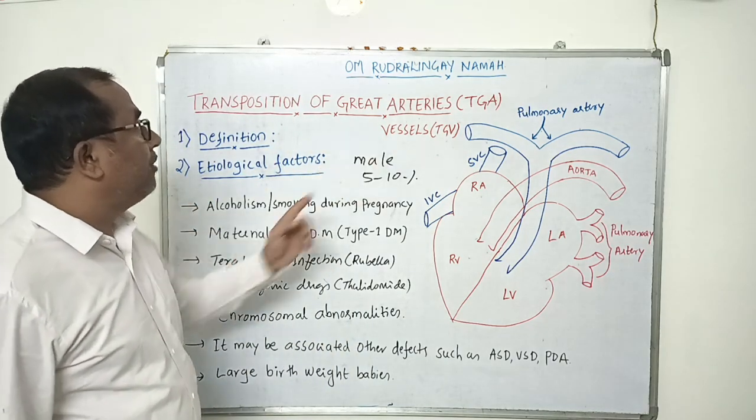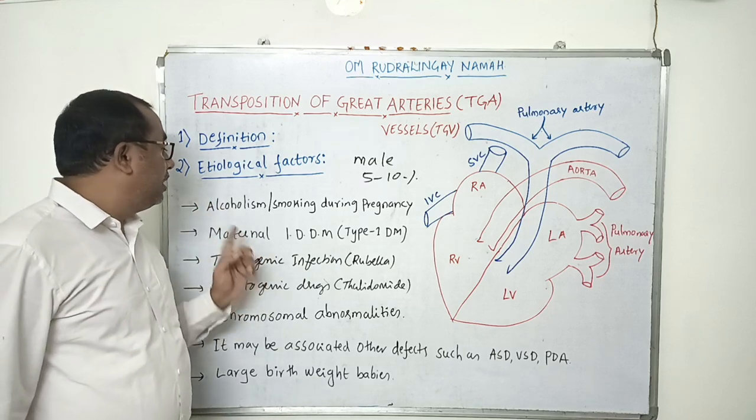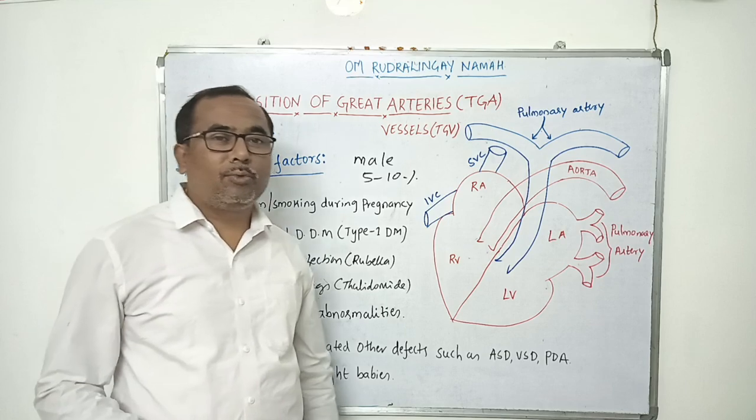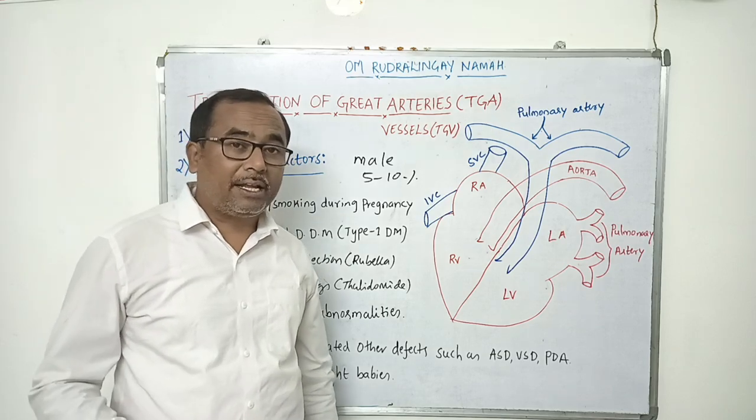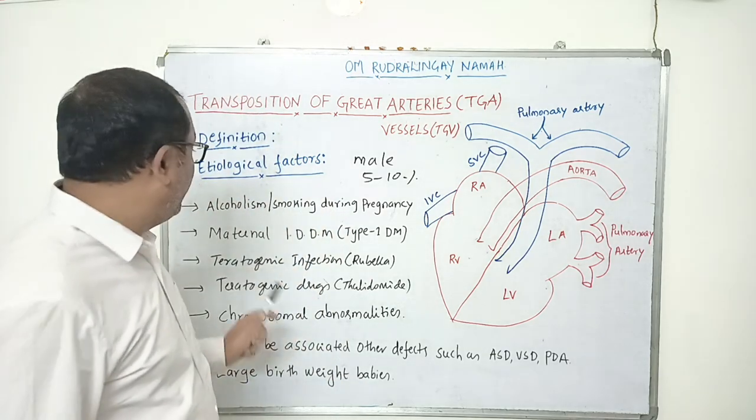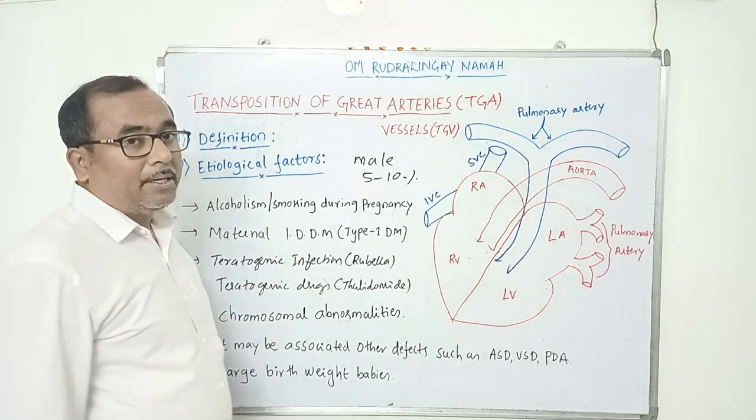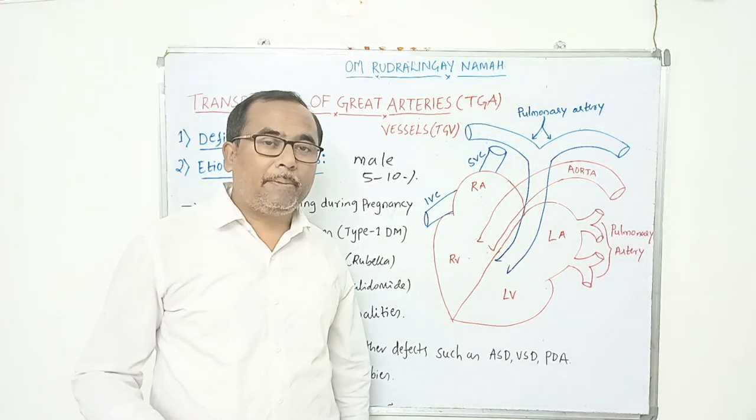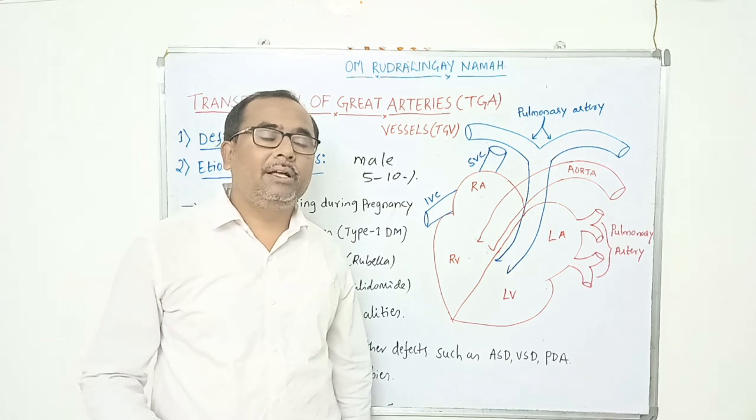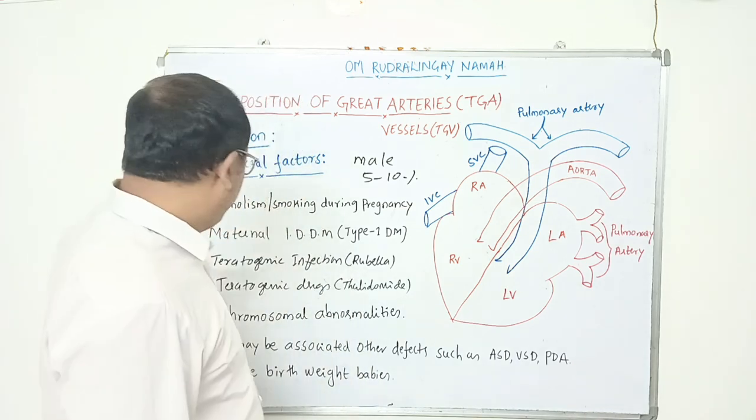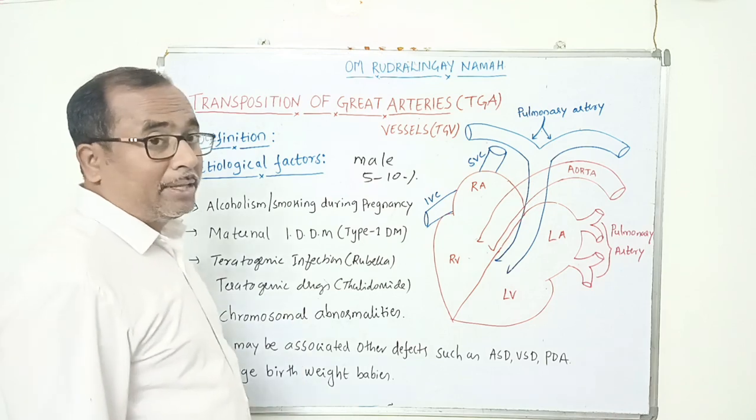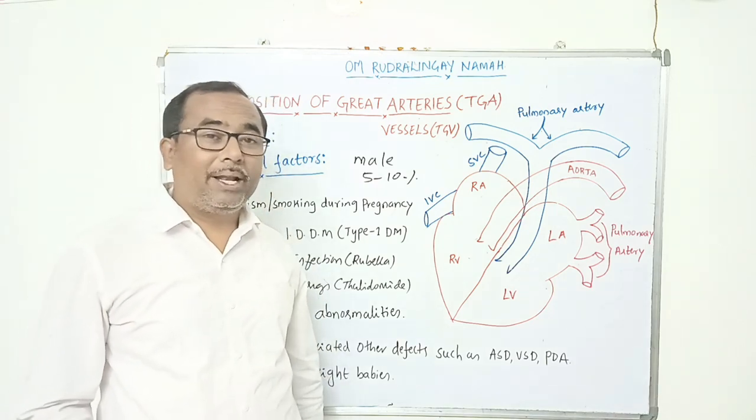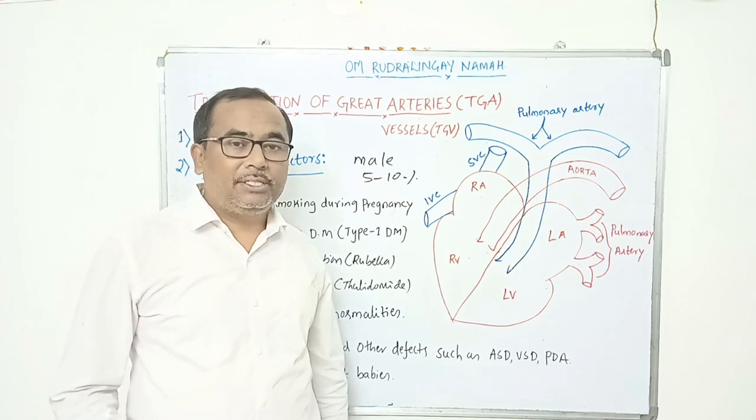The cause or etiological factors of transposition of great vessels is alcoholism or smoking during pregnancy. If mother consumes excessive alcohol or smokes heavily during the pregnancy, that can lead to TGA. Next one, maternal insulin dependent diabetes mellitus. If mother suffers from type 1 diabetes mellitus or insulin dependent diabetes mellitus during pregnancy, that can be the cause for TGA. Next one is teratogenic infection. If mother suffers from any teratogenic infection in the first trimester of pregnancy, like rubella, that can be the cause for TGA.